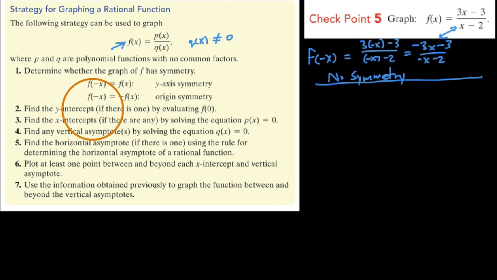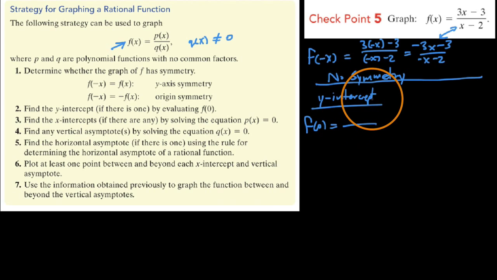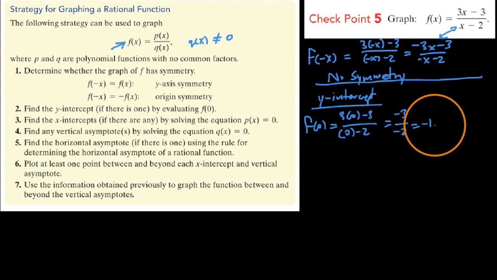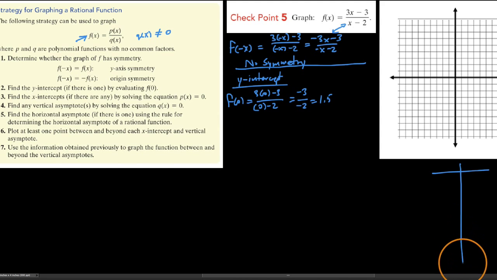So to find the y-intercept, there is only one. We always plug in 0 for our x. Our y-intercept would be f of 0. In this case, since we have a polynomial on top and a polynomial on bottom, it's important to do things separately. We have 3 times 0 minus 3, and we have 0 minus 2. So we'd get negative 3 on top over negative 2 on bottom. We get positive 1.5. And I'm going to make a table of values next to our graph. When we plugged in 0, we got 1.5. I'm going to go ahead and put that on my graph right now. So we found our y-intercept.